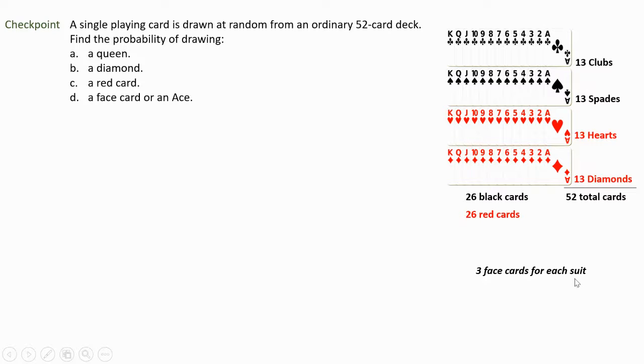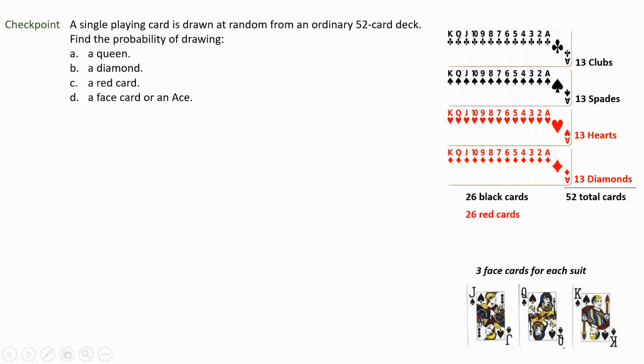You guys might be thinking, what are the face cards? The face cards are the jack, the queen, and the king. But for each suit, for example, there's 3 spades, there's 3 clubs, there's 3 hearts, and there's 3 diamonds: a jack, queen, and king of each suit. Okay, now, with that said and done, let's do part A.